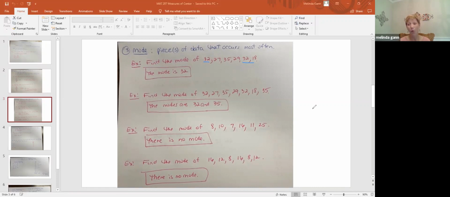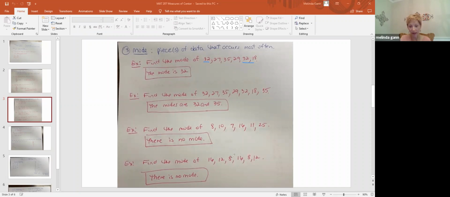So you can have more than one. It just cannot be every number in the list. Now, what do I mean by that? Well, look right here. 8, 10, 7, 16, 11, and 25. See, no number occurs more often than the others. They all occur once. So you would write down, there is no mode. All right, don't leave it blank. If you leave it blank, I'm going to assume you didn't know what to do. So if there's not a mode, then you just write down no mode.